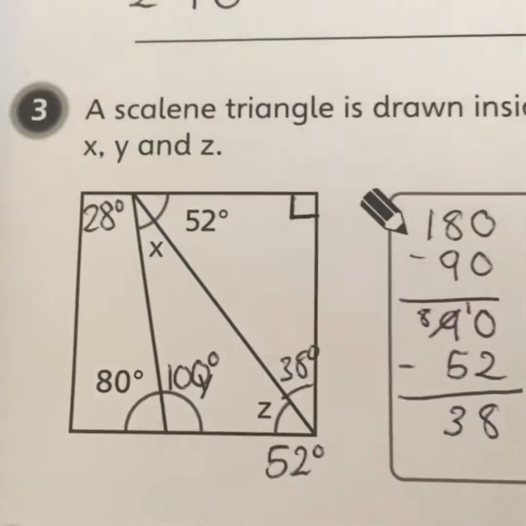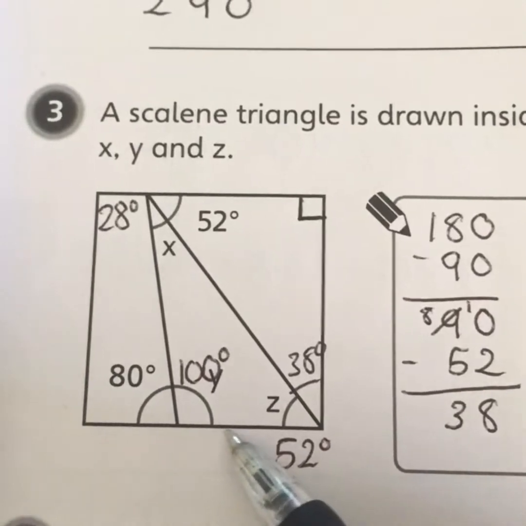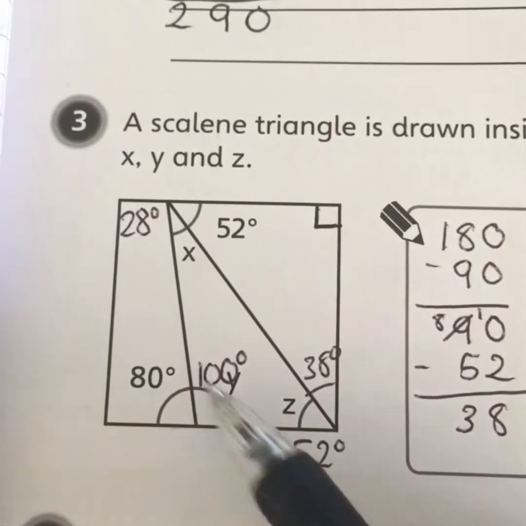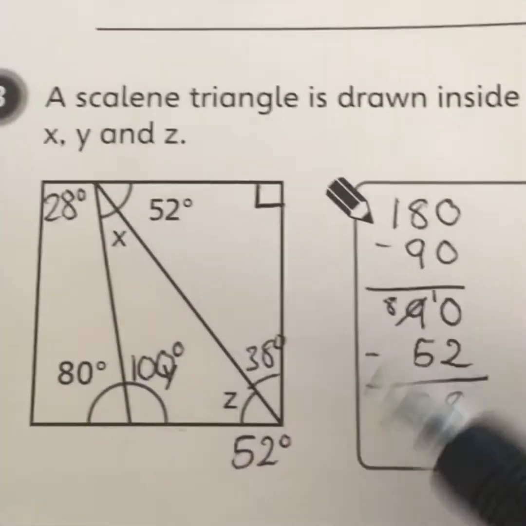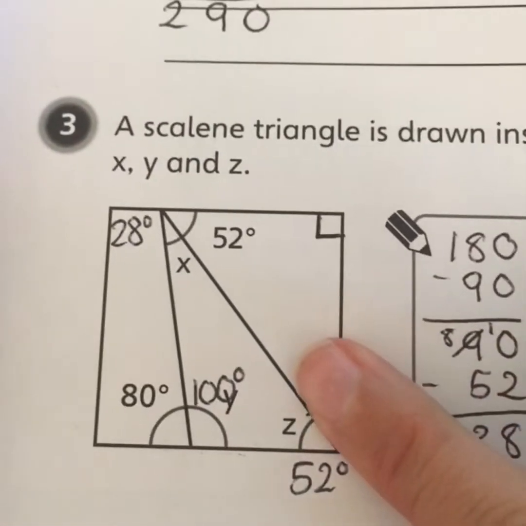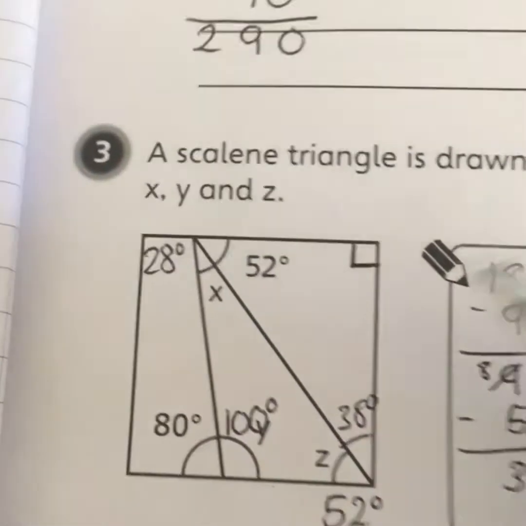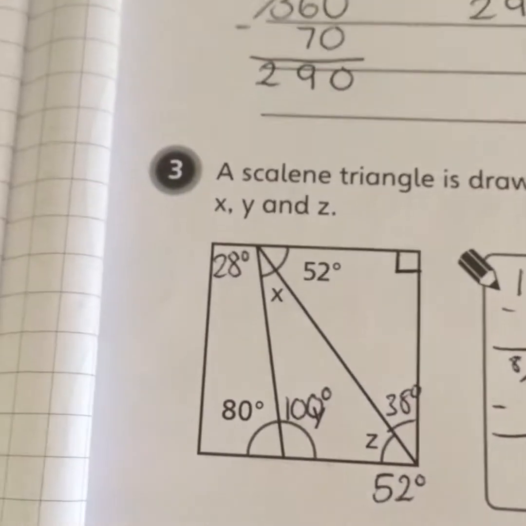Actually, you could work out y very easily because y is on a straight line. The whole thing adds up to 180. Take away 80, so y would be 100 degrees. Here in the corner, you know that this is going to be 90, but you didn't know what this angle was here. So I knew that this here, I'm going to draw it in pink so you can see it.